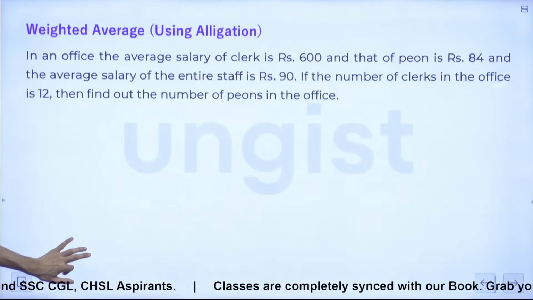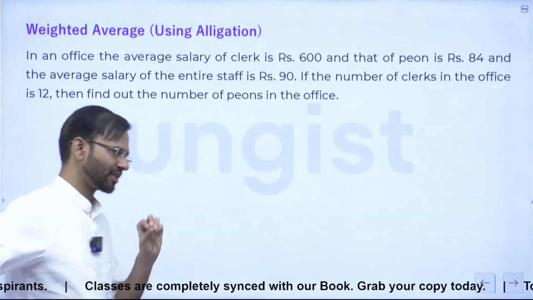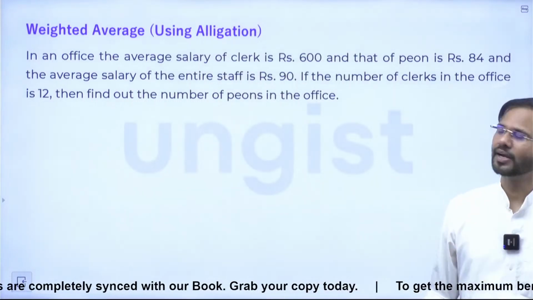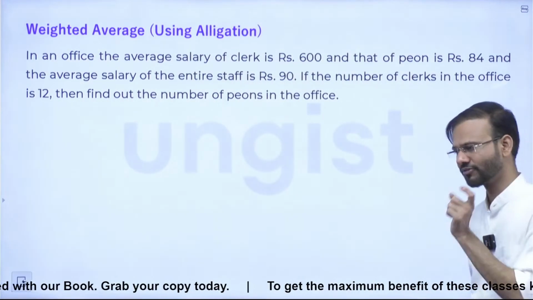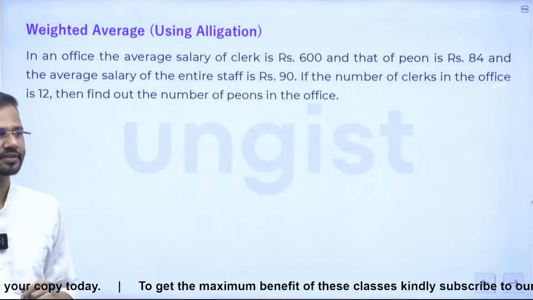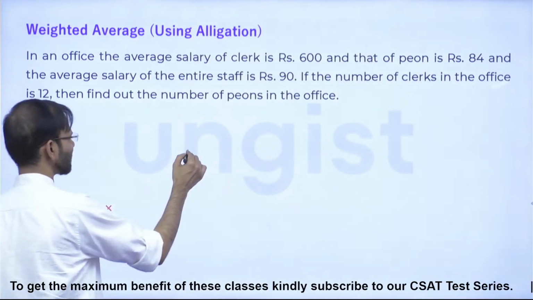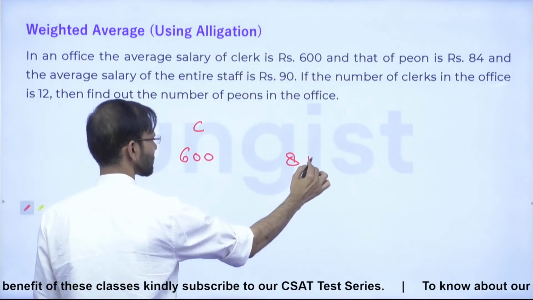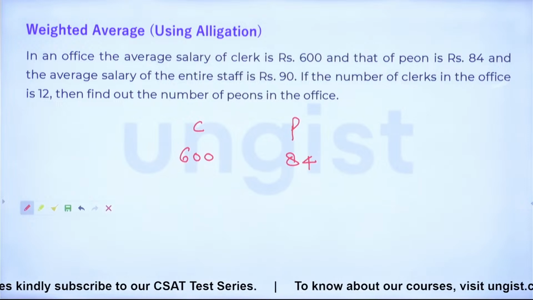अच्छा, अब देखिए, guys, using allegation. So yesterday, in the topic of mixtures and allegation, we have solved these type of questions. Do you remember the questions of weighted average? And this particular question, we have solved there also. The average salary of clerk and the average salary of peon. Do you remember that question? Right? So, ये वाला question तो किया हुआ है. The average salary of clerk is rupees 600. The average salary of peon was 84. Right? आपको याद आ गया होगा ये क्वेश्चन?